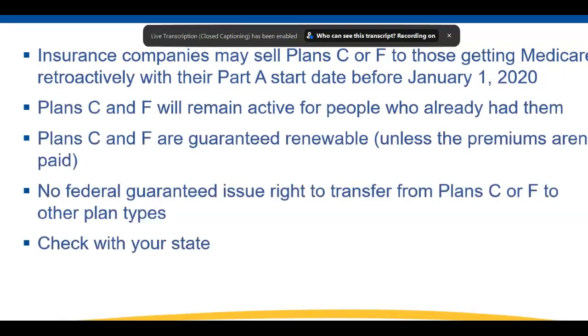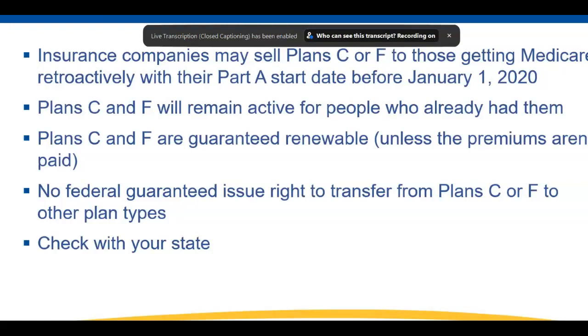So insurance companies, again, can sell these Plan C or F to those getting Medicare retroactively. We talked about that a little while ago. And then Plan C and F will remain active for people who already have them. So it's not like you're going to lose it. You had it. Plan C and F, I would also mention, are probably the most popular Medigap plans because they have the most comprehensive coverage.